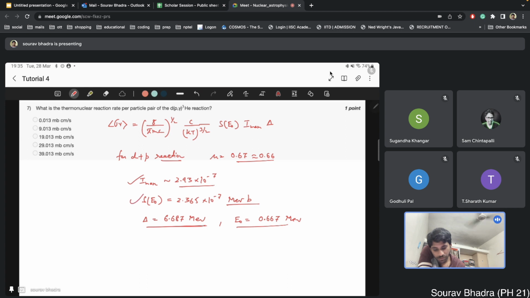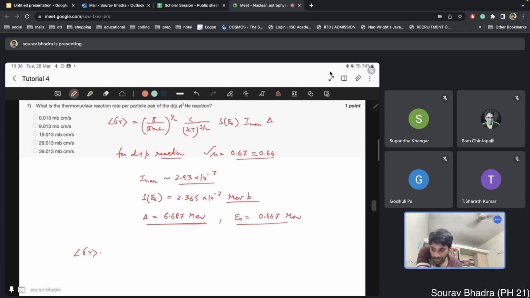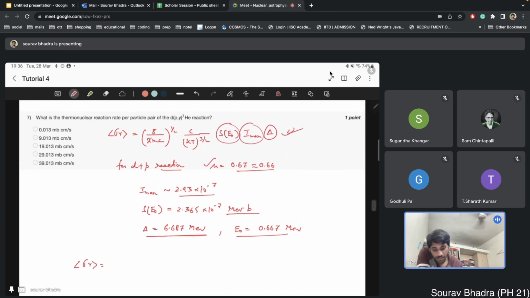These 4 values we have calculated today from the assignment problems only. So all these values are calculated, mu is also given, and we can calculate sigma v using this expression. We just put in delta, I max, S, E0, everything. The temperature is not given for kT, but I have gone through the problem, it is exactly the same: T6 is 15 Kelvin or whatever was given in the previous question. If you use that T6, your kT will be 1.3 keV.